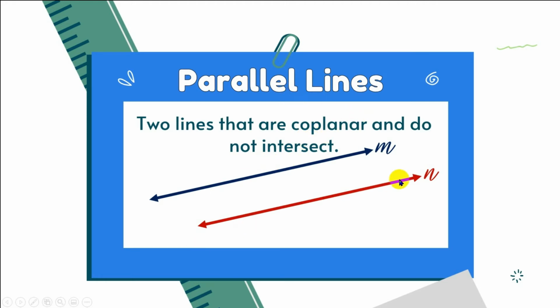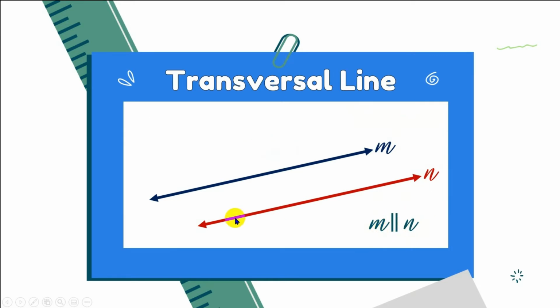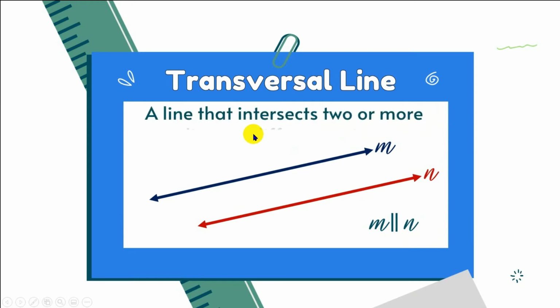So, here is an example of that. We have line M and line N. They are parallel lines, and this symbol is the symbol for parallel. Okay? M is parallel to N, or N is parallel to M. Next is the transversal line. So, what do we mean by the transversal line? A line that intersects two or more lines at different points.